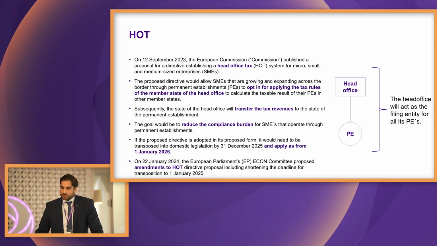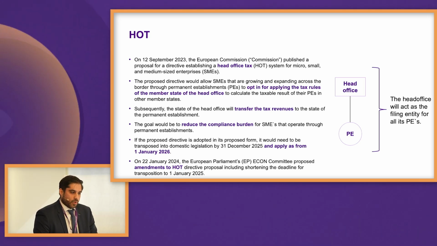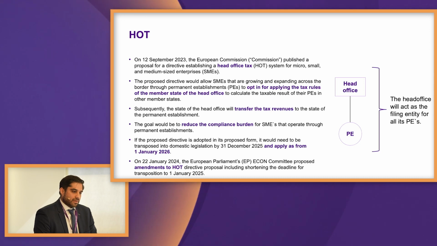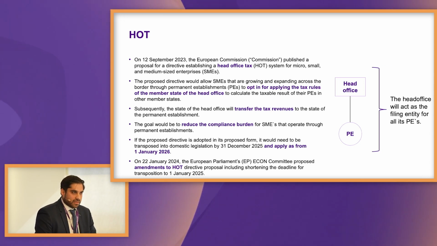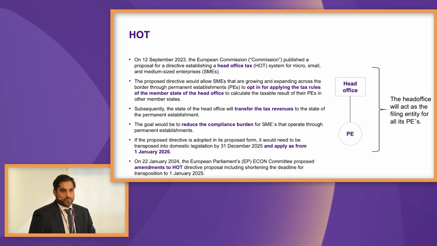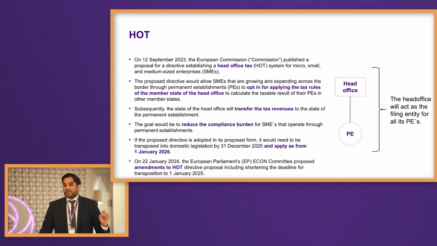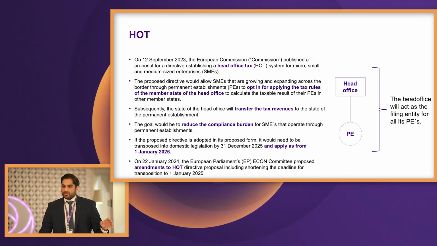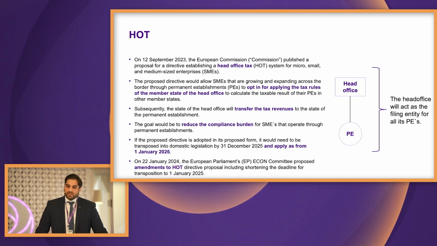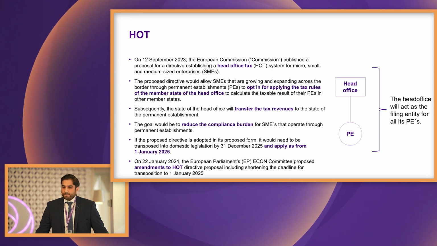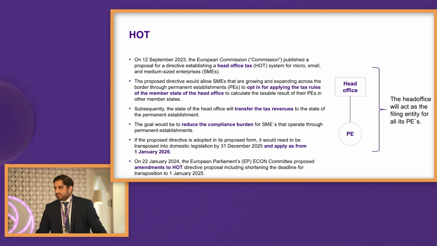So the European Union would like to tackle this inefficiency by introducing the HOT. And what does the HOT entail? That entails that you can choose as a multinational that you only file the tax return in the head office state. So with all the results for the permanent establishment, you file it in the head office state with the local rules. And subsequently, the head office state will then apply the local tax rate to the profit attributable to the permanent establishment of the state of the PE. And afterwards, when filing the tax return, the head office state will transfer the money to the PE.